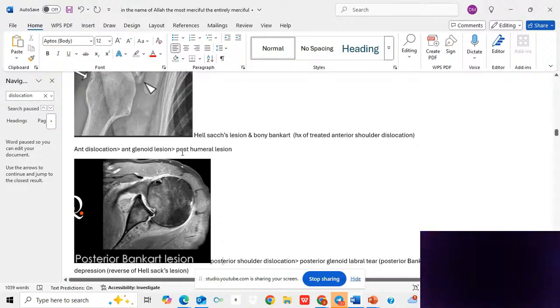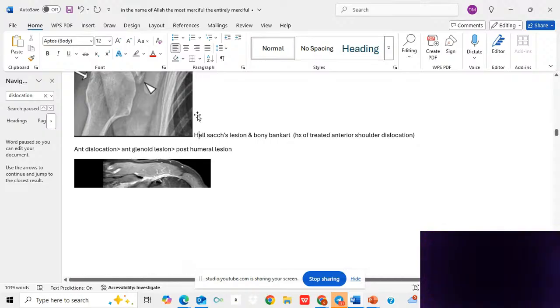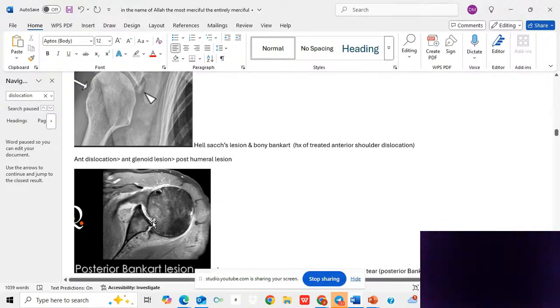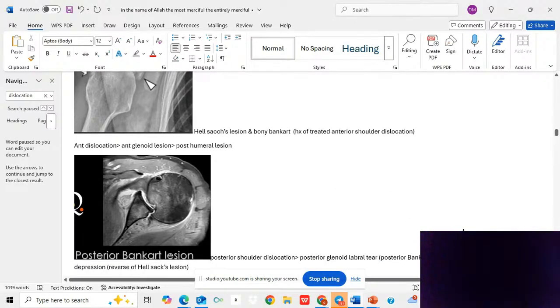However, Bankart is an anterior lesion. When you see Bankart as a posterior lesion, it is a reverse of Bankart lesion. So this is a reverse of Bankart lesion or posterior Bankart lesion.